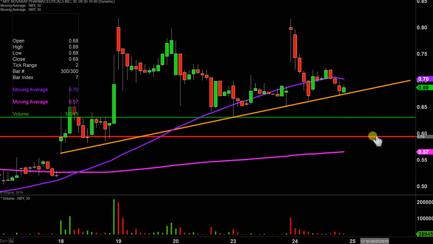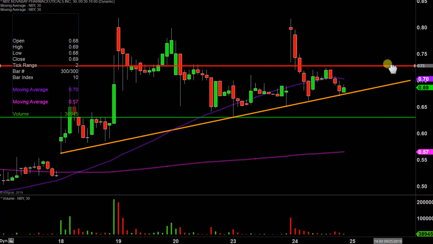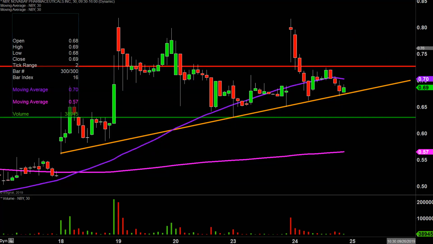Now, as far as levels of resistance are concerned, in the very near term, first key level going to be right up there at the 73-cent mark. And then after 73 cents, you have a couple different instances up here at up above 80, both there, and somewhere right around there.